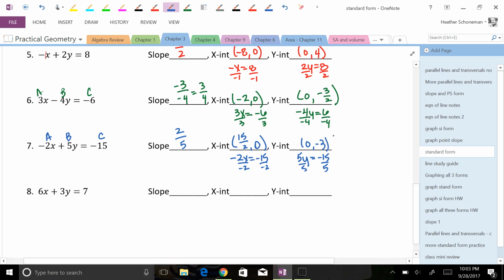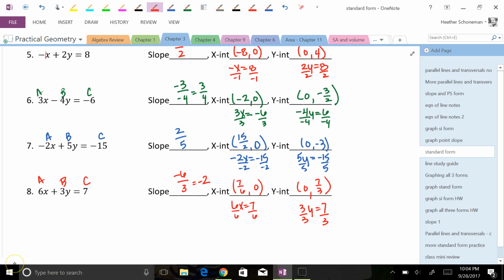Alright, pause the video and try number 8 on your own. Alright, check your work. Did you get it right? In your homework tonight, you're going to practice finding these important aspects again so that next time we meet in class on Tuesday, I believe, we'll be able to graph these lines very quickly because we can find the important aspects quickly. Alright, it's time to do your homework.